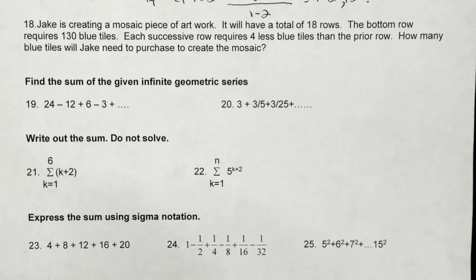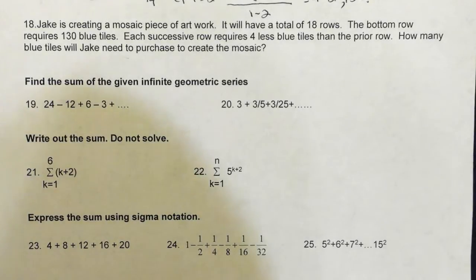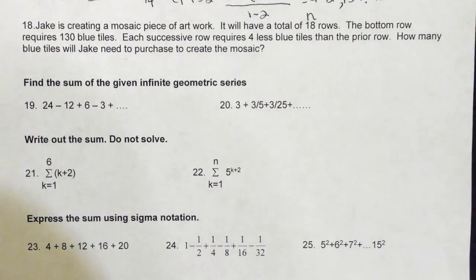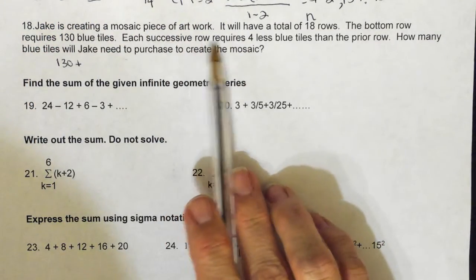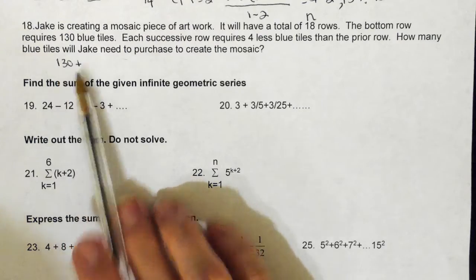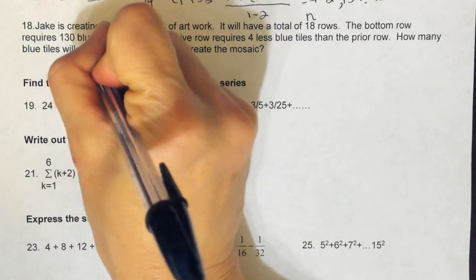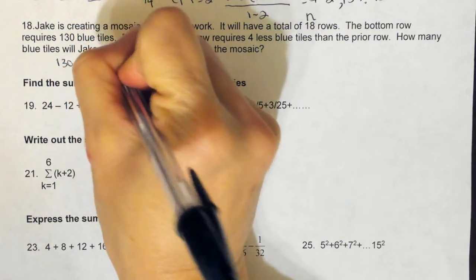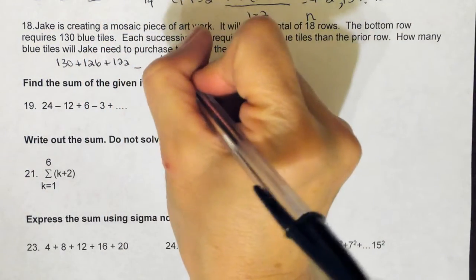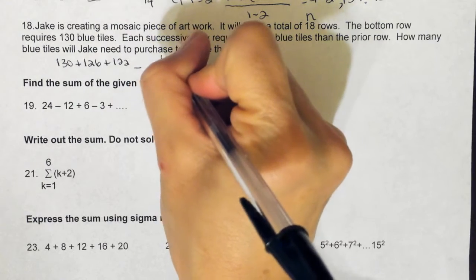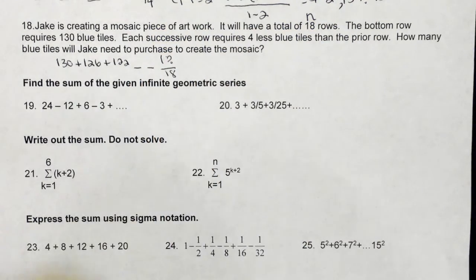Okay, number 18. Jake is creating a mosaic piece of artwork. It will have a total of 18 rows. That's my N. The bottom row requires 130 tiles, so that's the first one. Each successive row requires 4 less. So 4 less than 130 would be 126, and then 122, all the way until I get to the 18th row, whatever that number happens to be. And they want to know how many tiles I will need total.